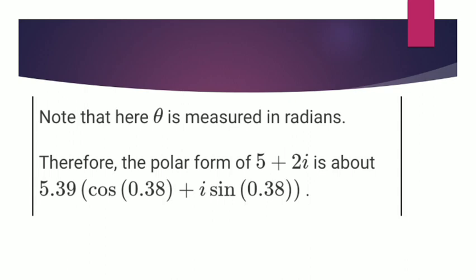Therefore, the polar form of 5 plus 2i is about 5.39 into cos of 0.38 plus i sin 0.38.